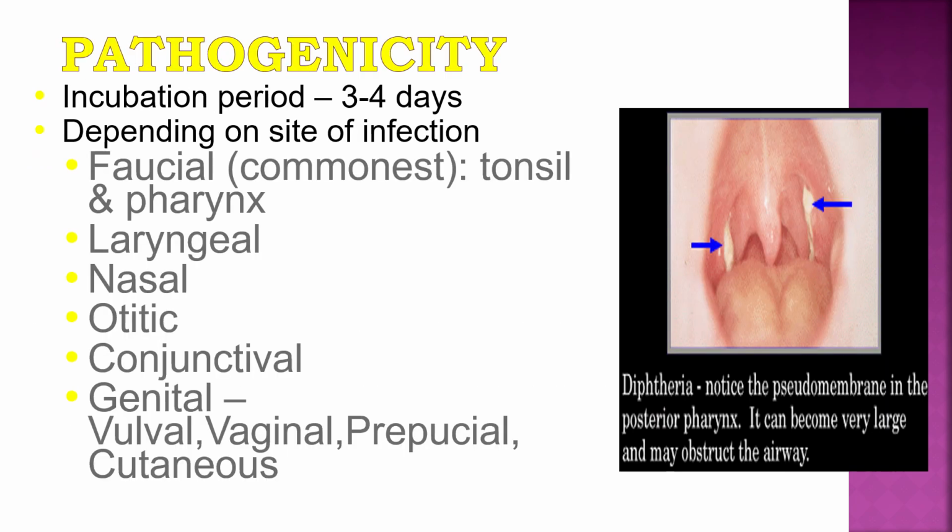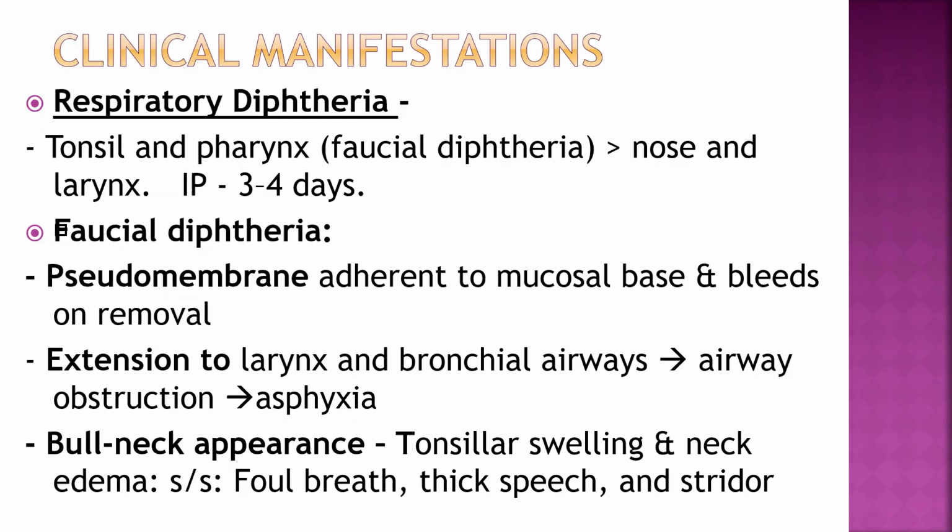The incubation period of this disease is 3 to 4 days, and different sites are there, like faucial. It is the commonest site. It consists of tonsil and pharynx, then laryngeal, nasal, otitic, conjunctival, genital like vulval, vaginal, preputial, and cutaneous. So these are the sites of the disease.